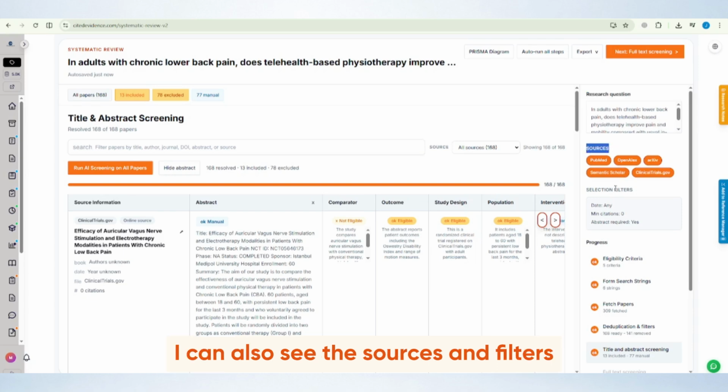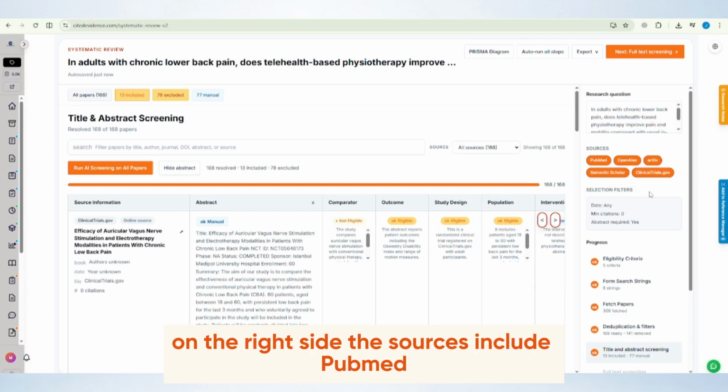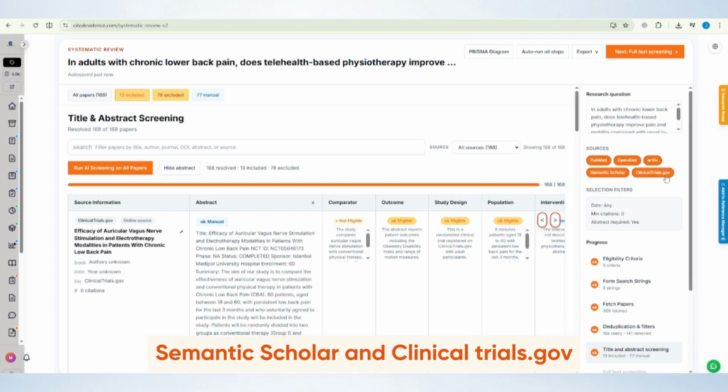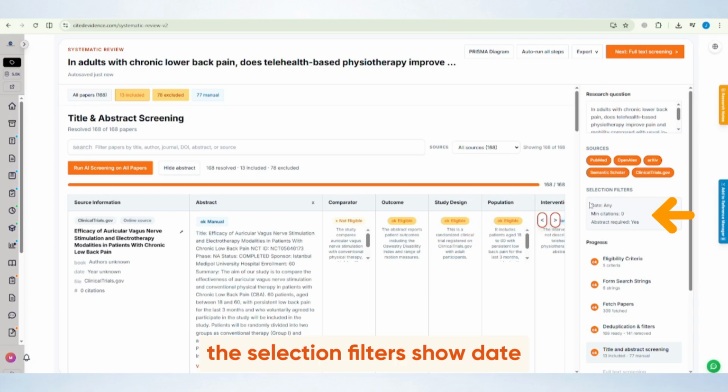I can also see the sources and filters on the right side. The sources include PubMed, OpenAlex, arXiv, Semantic Scholar, and clinicaltrials.gov. The selection filters show date, any minimum citations, 0, and abstract required, yes. This reminds me how the current set of records was created.